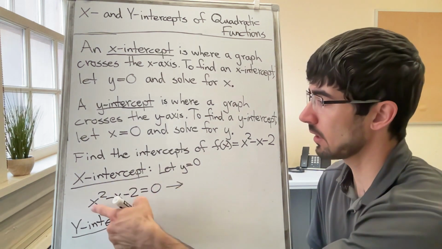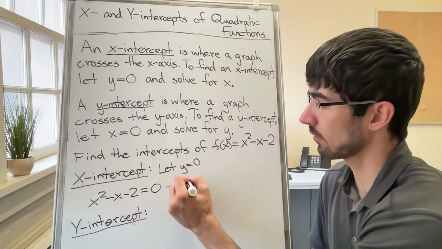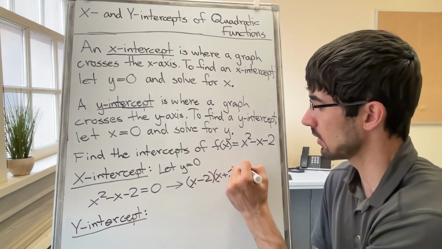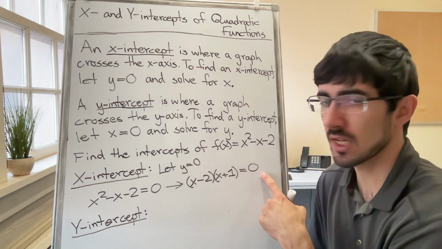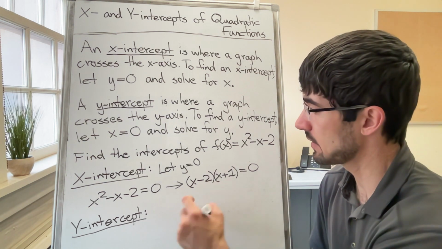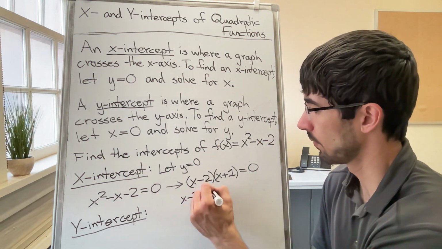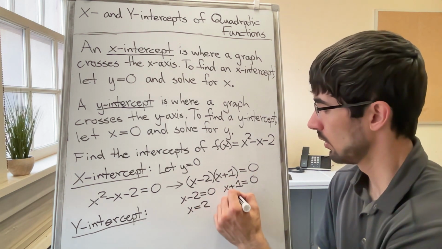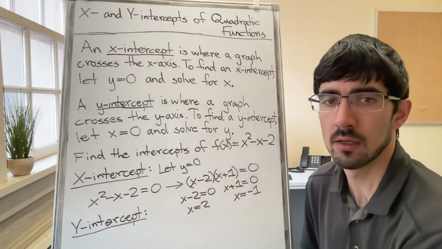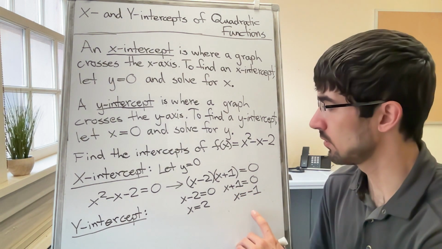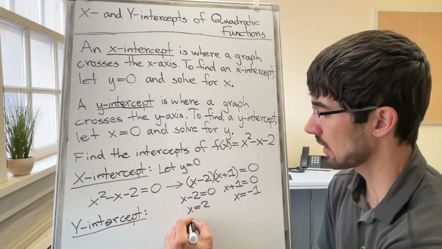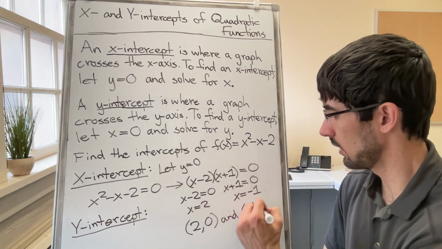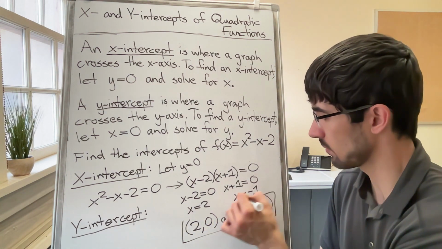So you could choose any method to solve this one. This trinomial looks factorable, so I would like to solve it by factoring because that tends to be easier. I can say x minus 2 times x plus 1 equals 0, and then I set each factor equal to 0, which means x equals 2 or x equals negative 1. These are both the x values of x-intercepts. So the x-intercepts are (2, 0) and (negative 1, 0). Those are our final x-intercepts.